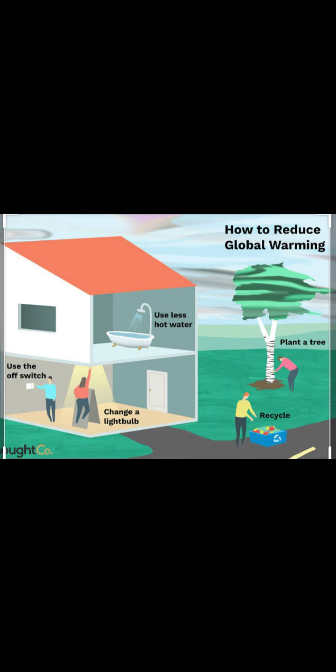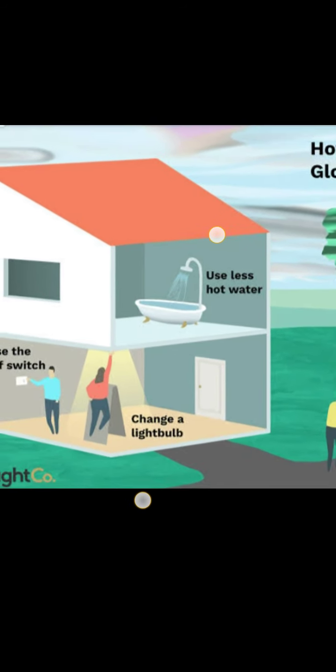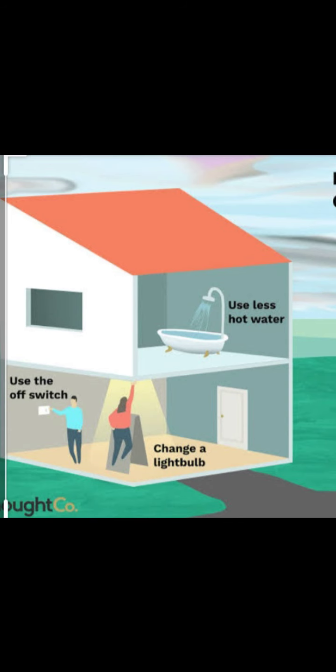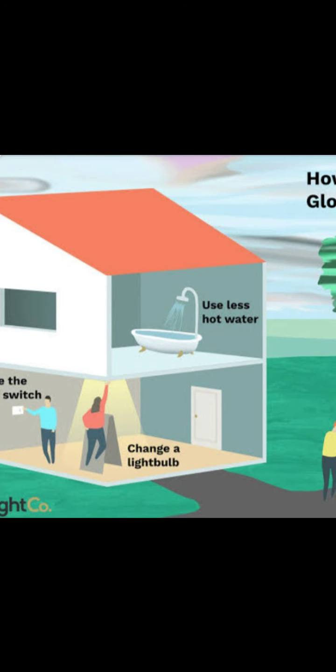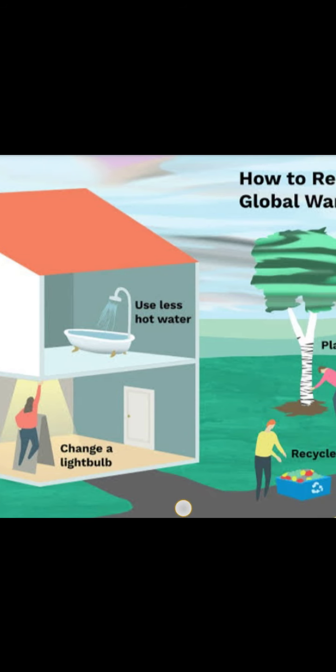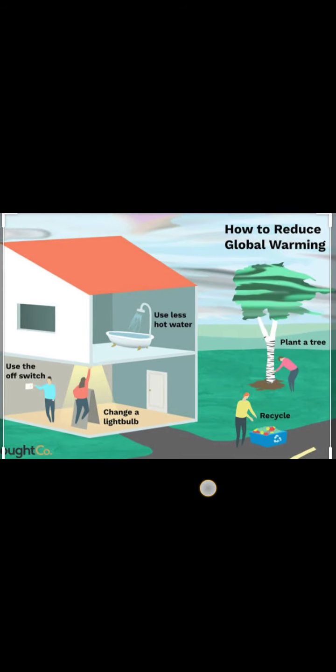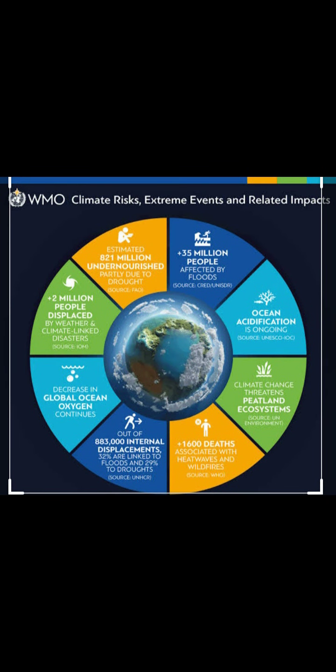Another way to reduce global warming is in our daily life, what we are doing. We have to use less water or less hot water. Then use the off switch, which is also very important. Then change bulbs which are harmful for the environment. Then recycle, and plant a tree. These were the solutions which you find.